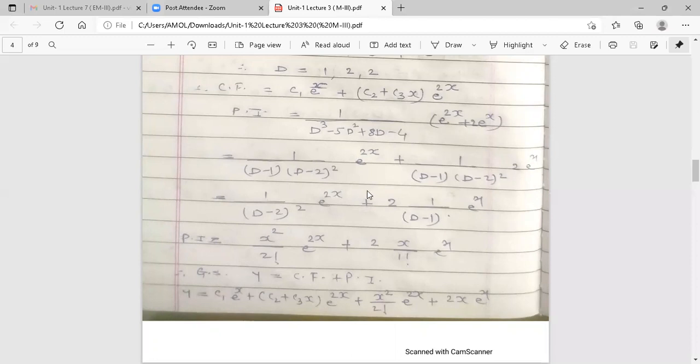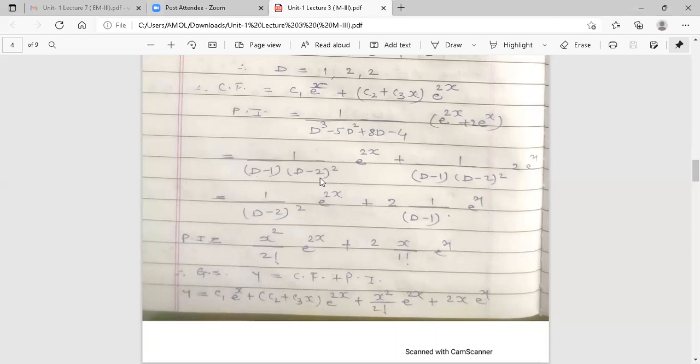Now solve for each one. For the first term, the function is an exponential function with coefficient 2, so replace D by 2. If we replace D by 2, 2 − 2 will be 0, so it is the case of failure. Use the formula 1 upon (D − a)^r e^(ax). The factor and the coefficient are both the same here. For the first factor, if we replace D by 2, then 2 − 1 is 1, so we can easily replace D by 2.